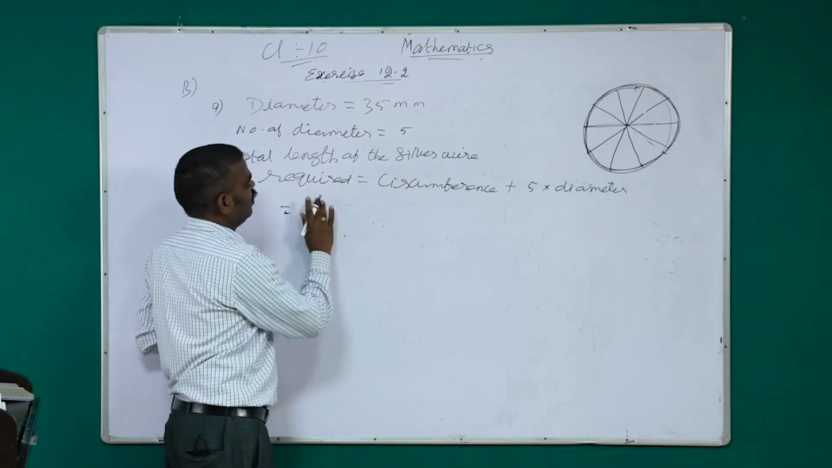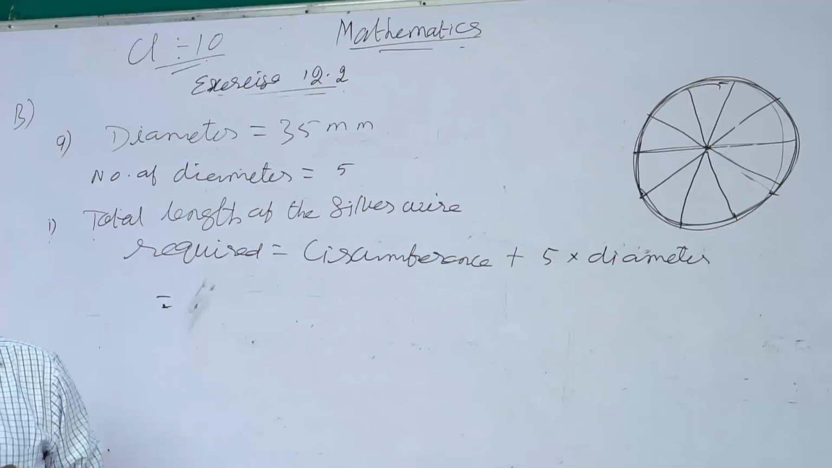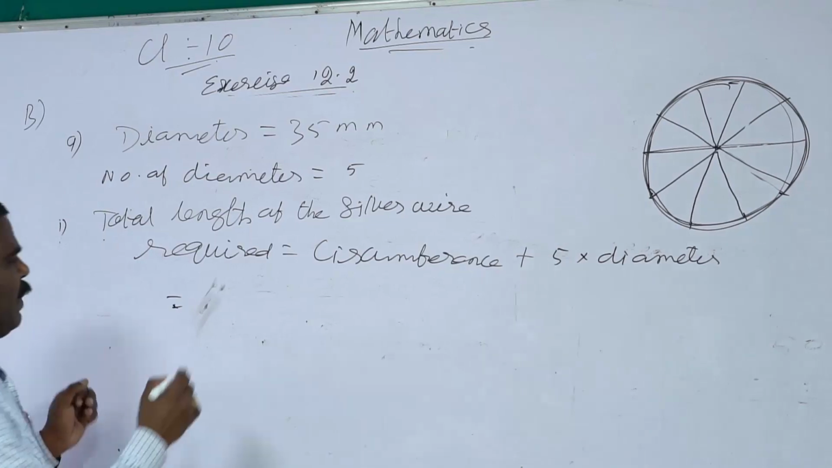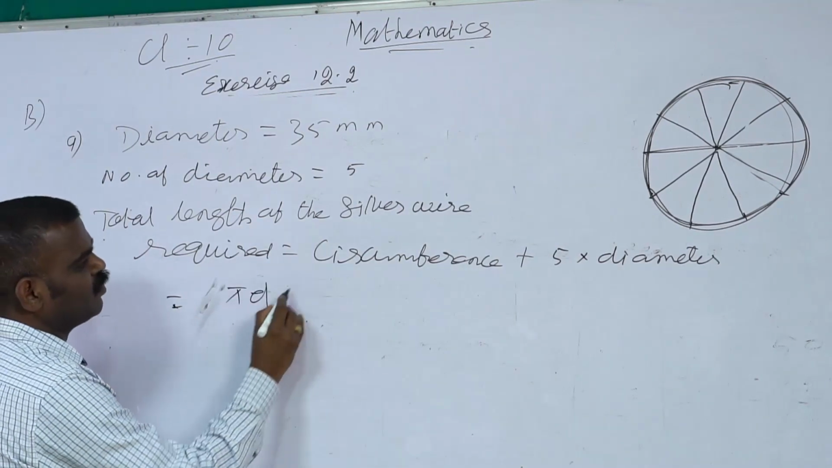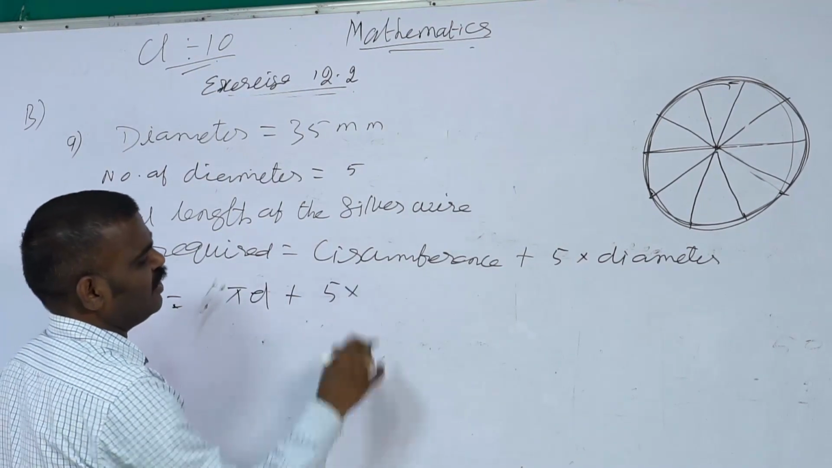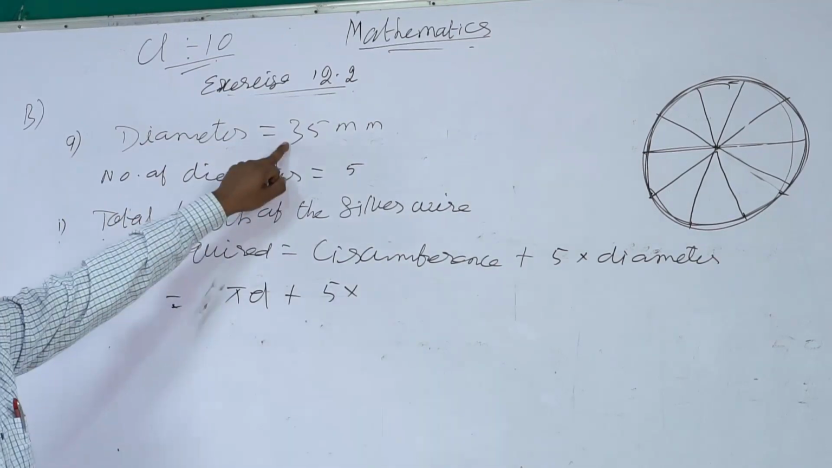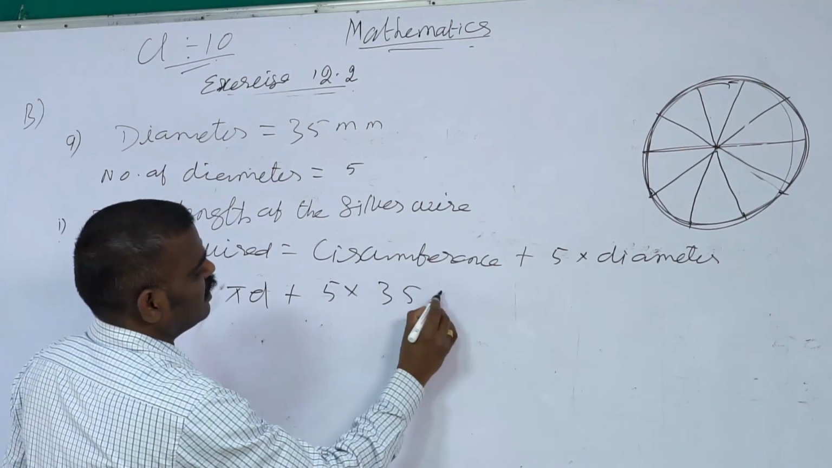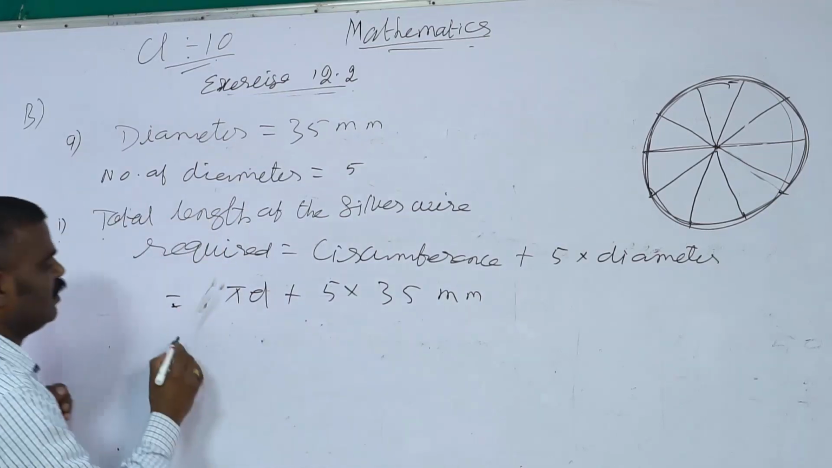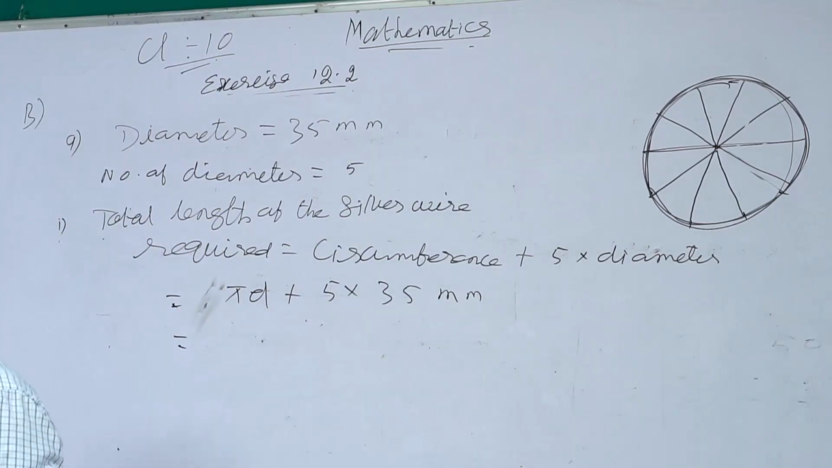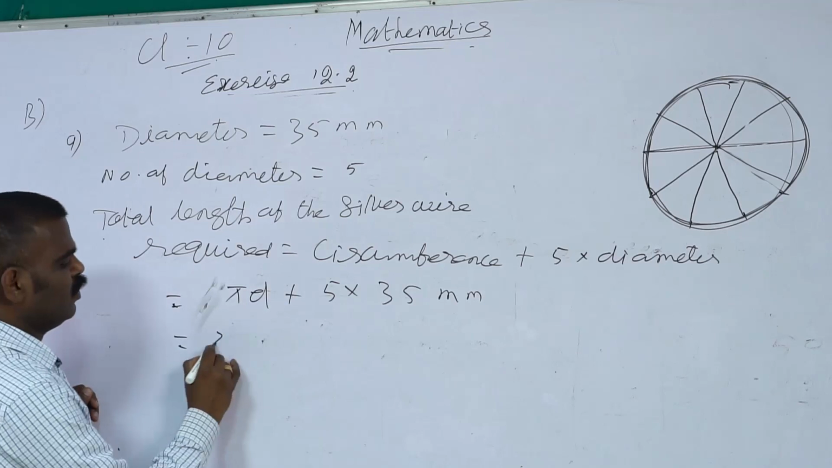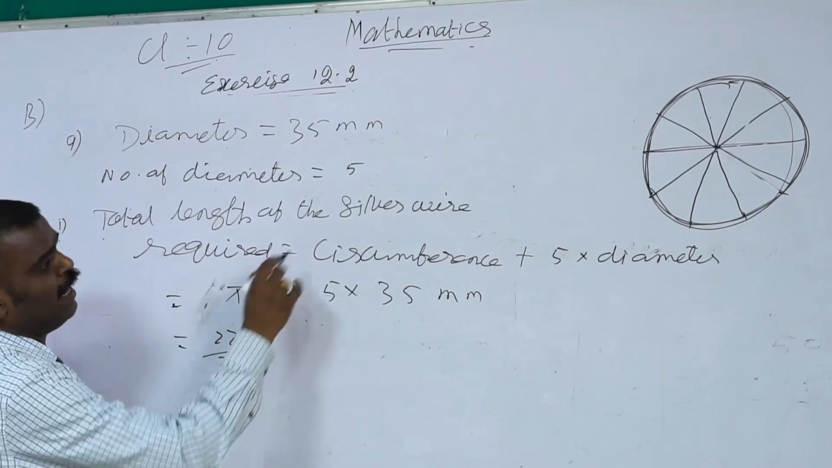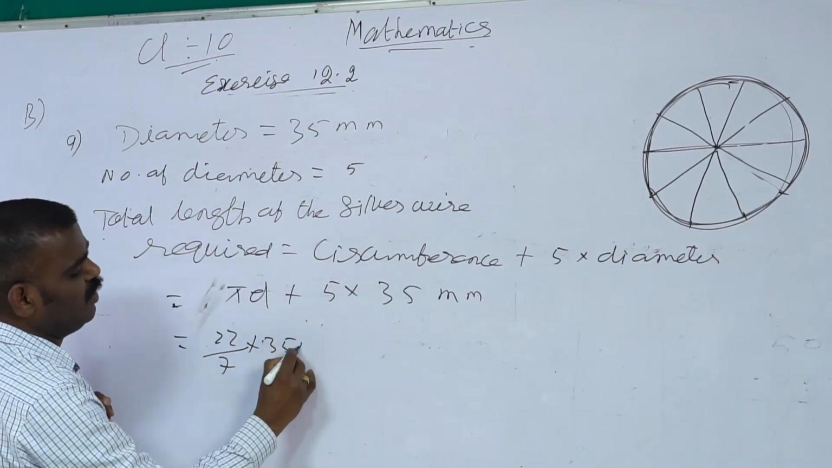For circumference, the formula is 2 pi r, or by diameter you can apply pi d, plus 5 into diameter. What is the diameter? 35 millimeter. The value of pi is not given, so you can apply directly 22 by 7. Diameter how much? 35 millimeter.